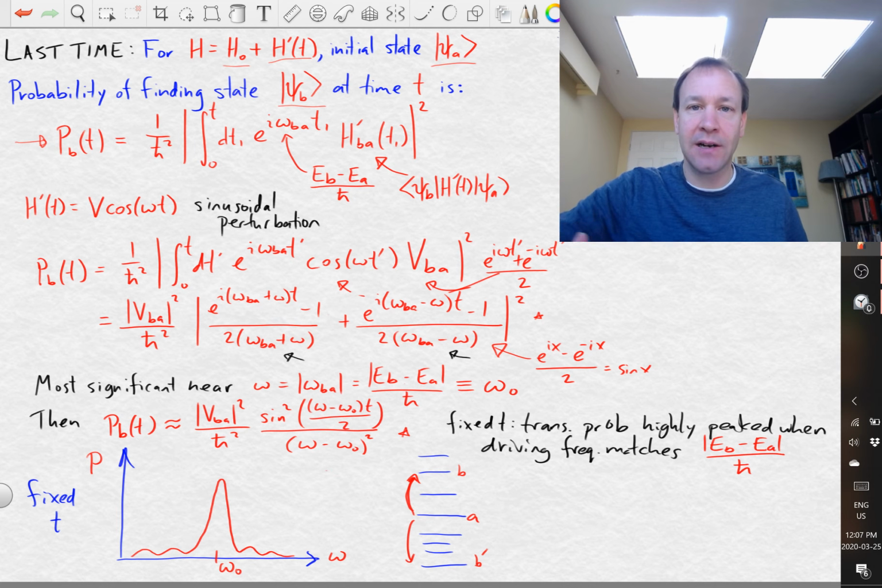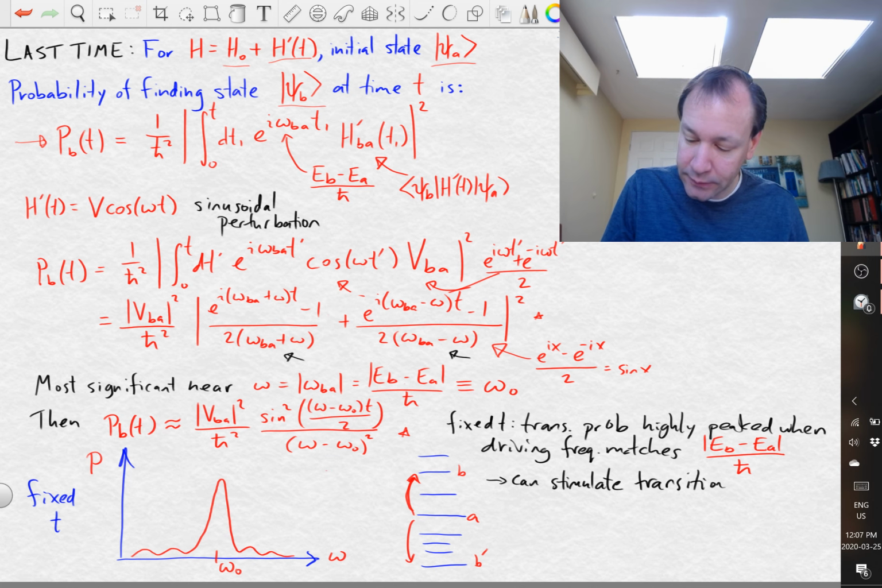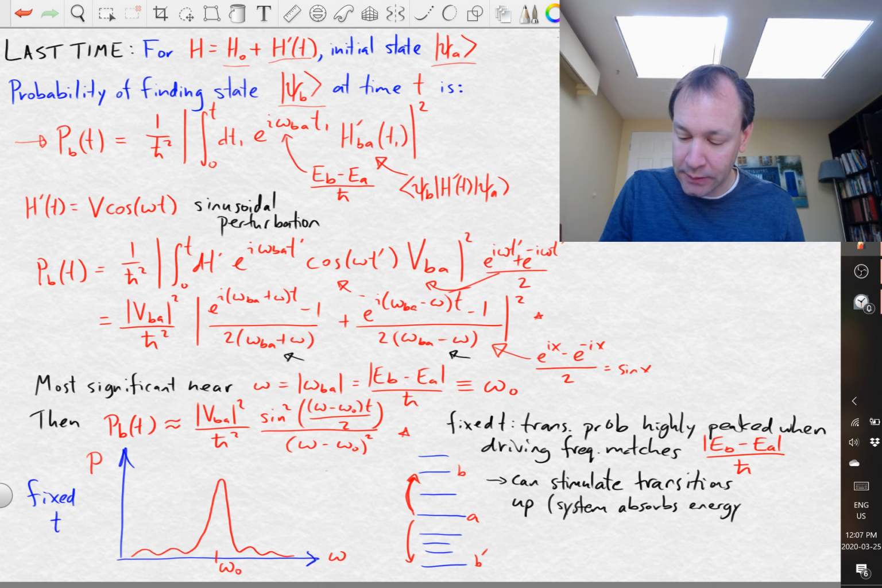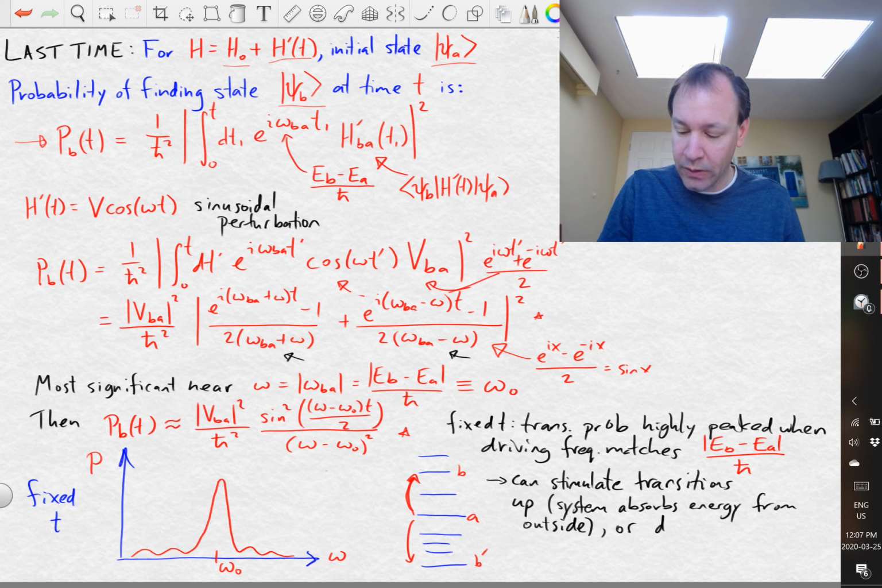And so basically our time-dependent perturbation, which has this particular frequency, can stimulate transitions up to some higher energy state. Okay, and so the physics of that is that the system absorbs energy from the outside, from whatever this system is that's interacting with it, or we can have transitions down to a lower energy state, and in that case our system gives up energy to the external system.